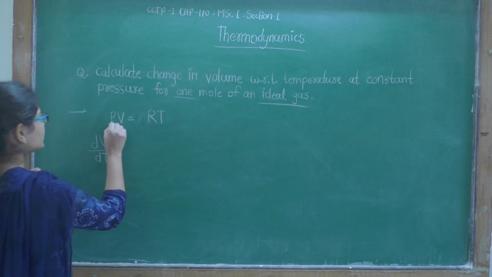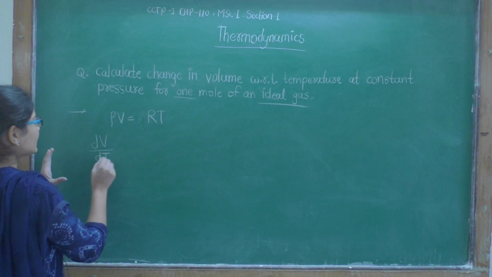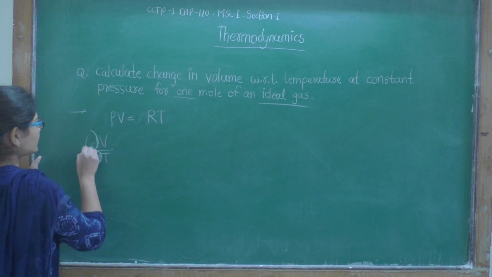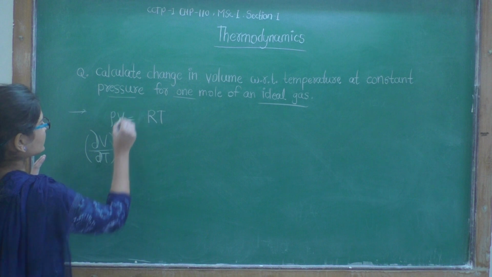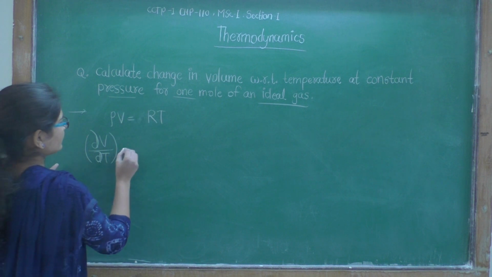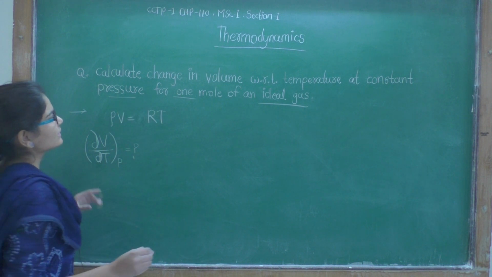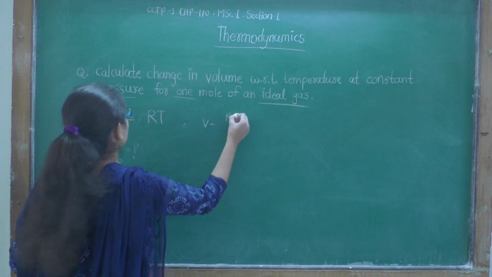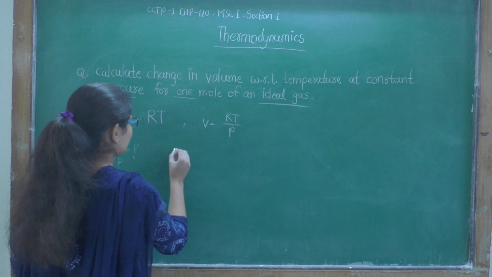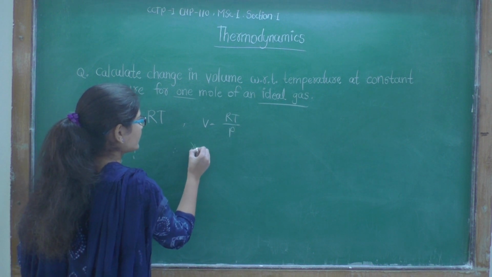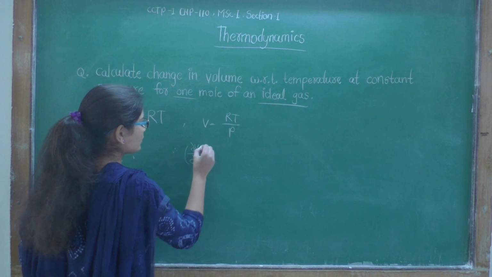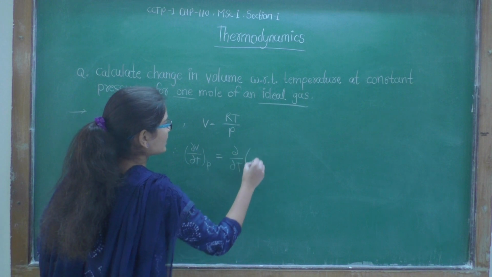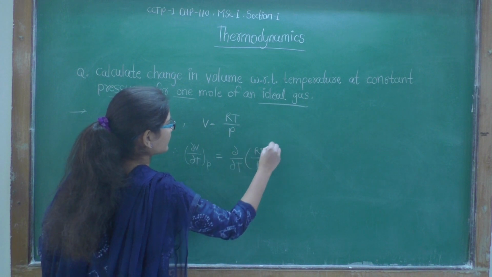Now pressure is constant, so it will be a partial derivative. d changes to ∂ at constant pressure. We have to calculate this. Now let's see. V is equal to, let's rearrange this, RT upon P. Therefore, ∂V/∂T at constant pressure equals ∂/∂T of RT upon P.